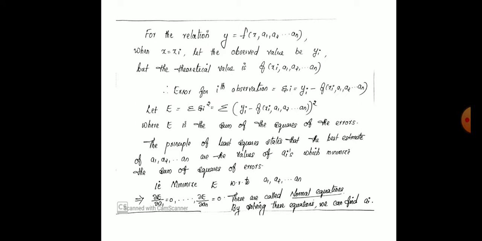Theoretically, we have to minimize capital E with respect to a1, a2, etc. an. We know that to minimize a function, the first step is to find the partial derivative with respect to that particular parameter. Here capital E is a function of a1, a2, etc. an. Therefore, differentiate capital E with respect to a1, a2, etc. an partially and equate them to 0. These are called the normal equations, and by solving these equations we can find the values of these parameters a1, a2, etc. an.